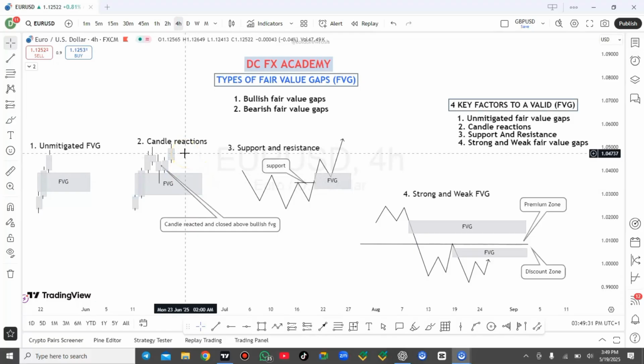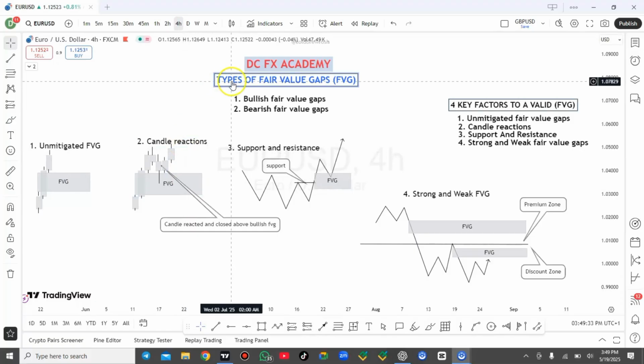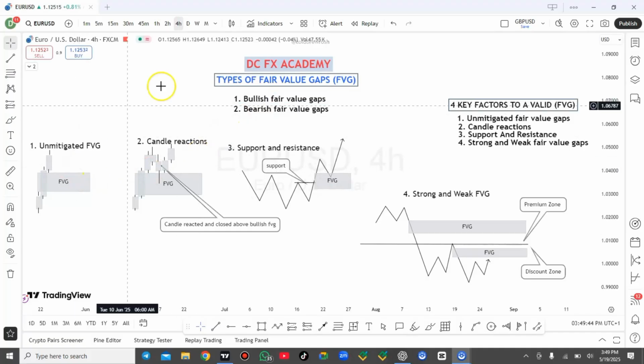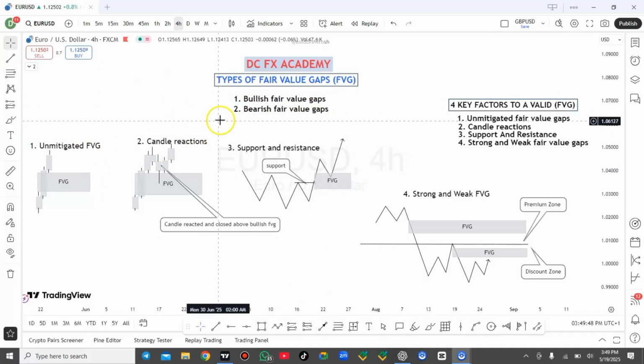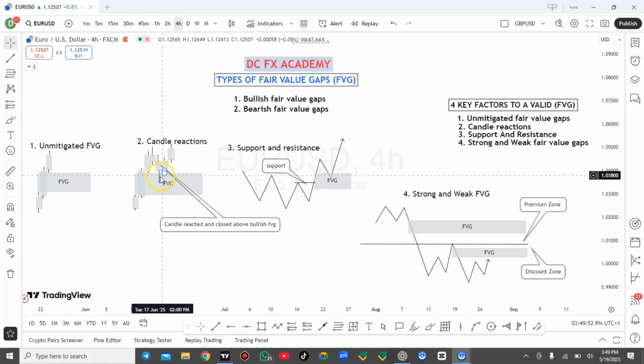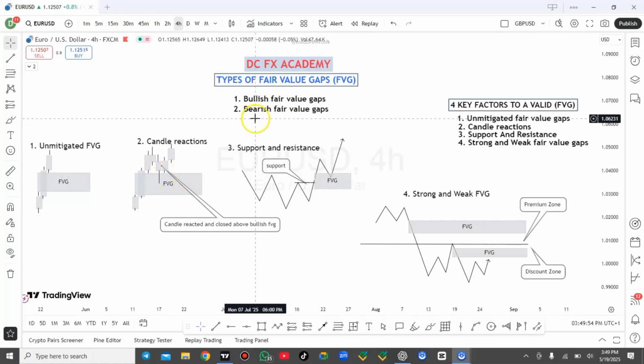First of all, we have two types of fair value gaps. Number one is bullish fair value gap, and number two is bearish fair value gap. Of course, bullish fair value gaps are the gaps created in the forex market on a bullish movement by bullish candles, okay? And bearish fair value gaps are gaps or imbalances that are being created in the market by bearish movement and from bearish candles.